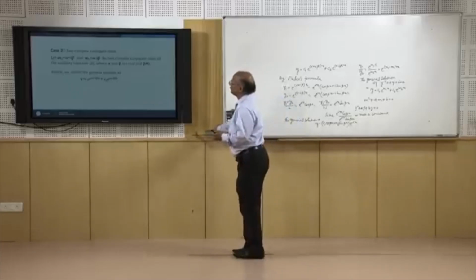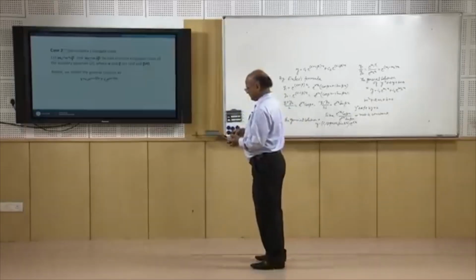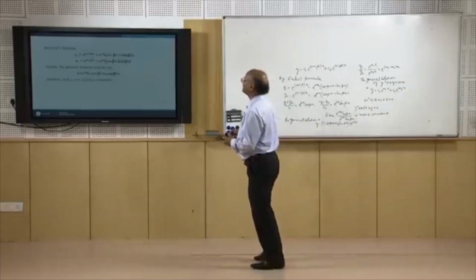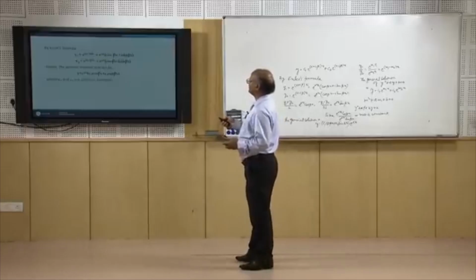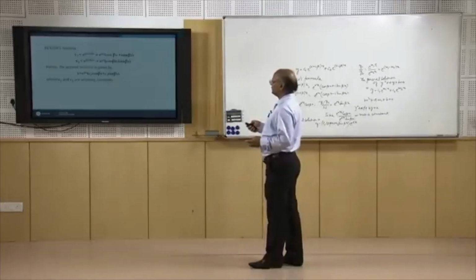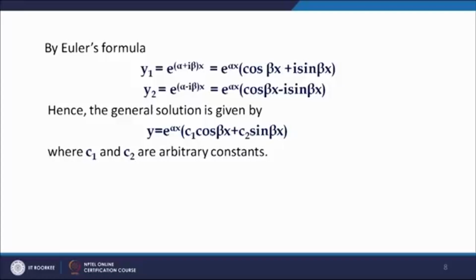Now we go over to an example on this. So this is Euler's formula. The general solution is given by this one, y equal to, which we have already seen. C1 and C2 are two arbitrary constants.